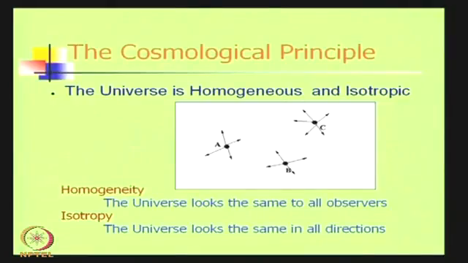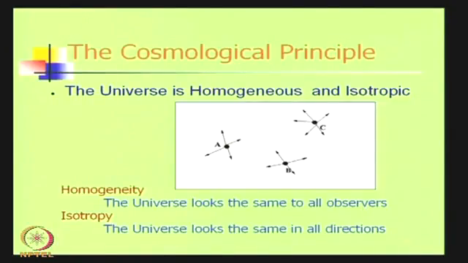Let us just look at a picture of a part of the universe. Please do not make the mistake of thinking that this is the entire universe. In this picture I have tried to show you a part of the universe. If you assume that the universe is homogeneous, what it means is, if you have observers located at different points, homogeneity means that all points are equivalent.